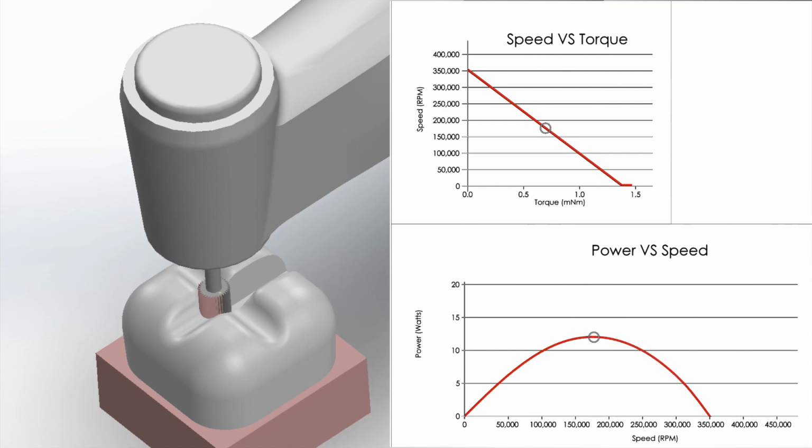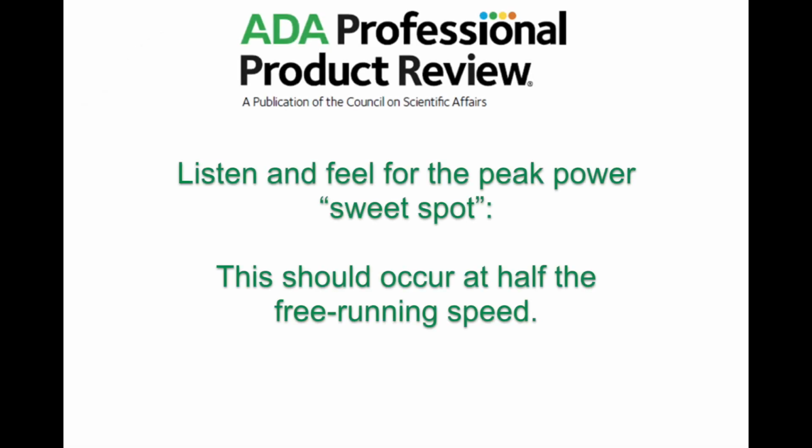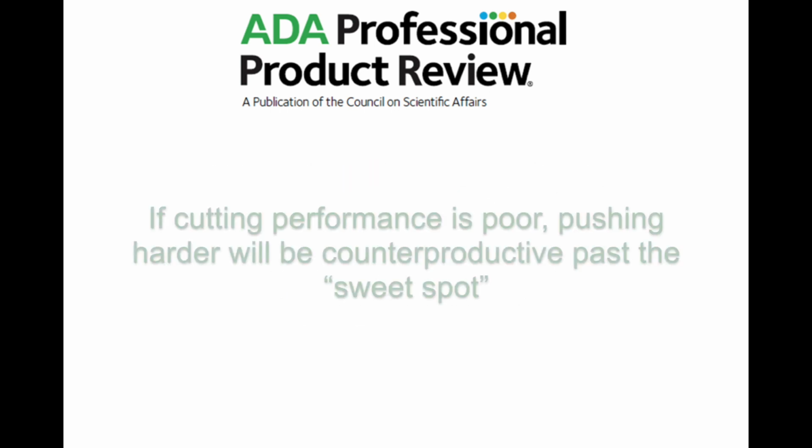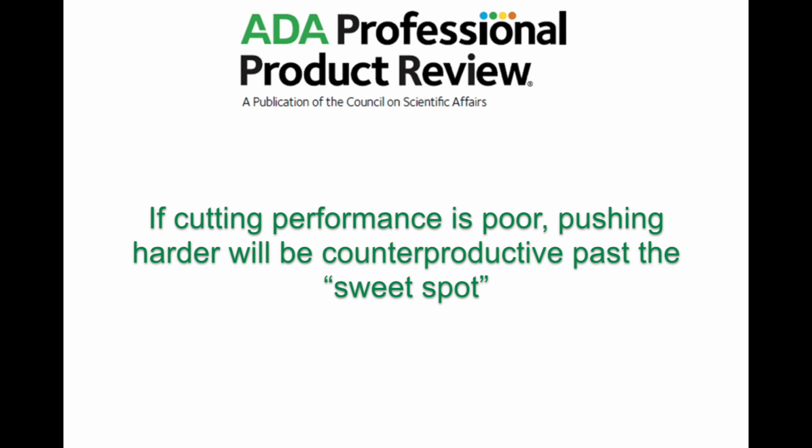So, what can you do to get the most power out of your handpiece? Aim for the sweet spot at about half the free running speed. When cutting, paying attention to the sound and feel of the instrument can help you adjust how hard you're pushing to find that peak performance. If you're not getting the cutting performance you want, pushing harder isn't always the answer, because the speed of the instrument starts to slow down too much.